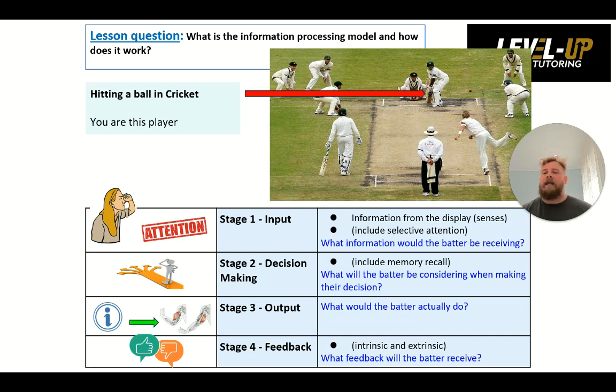So let's have a look at a cricketer, particularly a batsman, hitting a cricket ball. So stage 1, the input. We need to think about what information the batter would be receiving. Stage 2, we need to think about what the batter will be considering when making their decision. Stage 3, the output. What would the batter actually do? And stage 4, feedback. What feedback will the batter receive? I suggest that you try these on your own and pause the video, and then we'll have a look at these together in a moment.